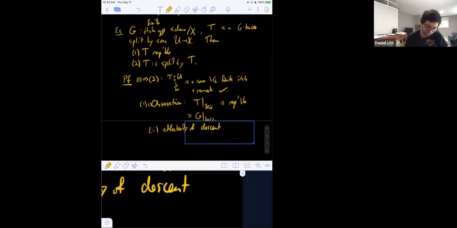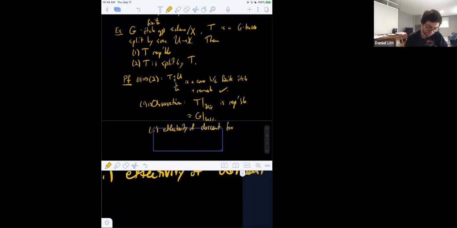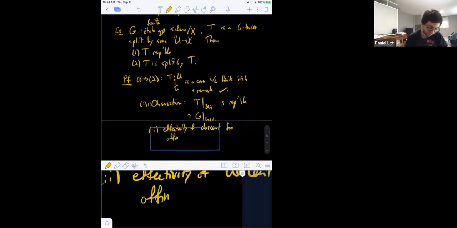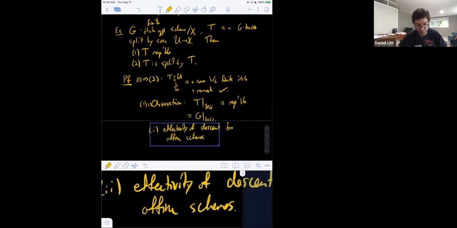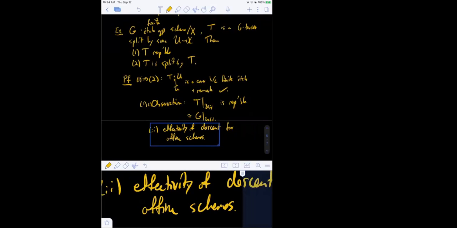Okay, what we're using is effectivity of descent for affine schemes. So finite things are affine. So in particular, yeah, that's what we're using here. Other questions about that? You mean it's affine over X? Yeah, that's right, affine over X.